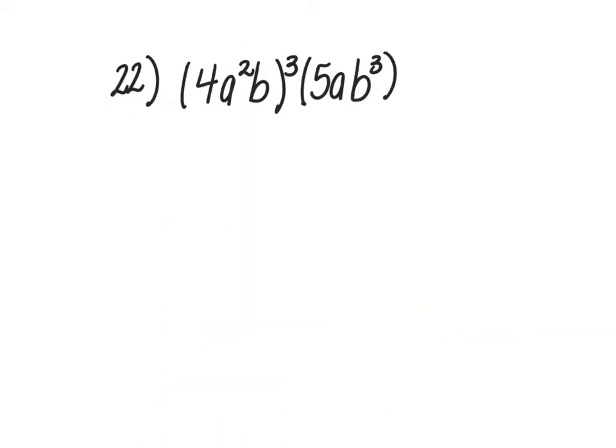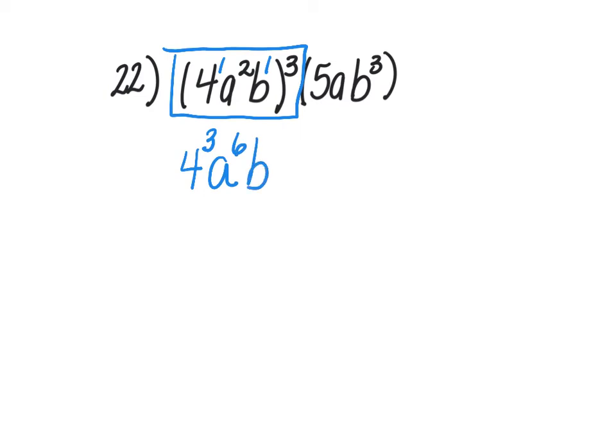All right, now 22, we have 4a squared b raised to the third power times 5ab to the third. Now in this particular example, we don't have a choice. We have to get rid of that outside power first by multiplying that outside power by all the inside powers. So keep in mind the 4 and the b have inside powers of 1. So I'm going to keep that base of 4 and then multiply. 1 times 3 is 3, so 4 to the third. Keep the base of a, 2 times 3 is 6. Keep the base of b, 1 times 3 is 3.